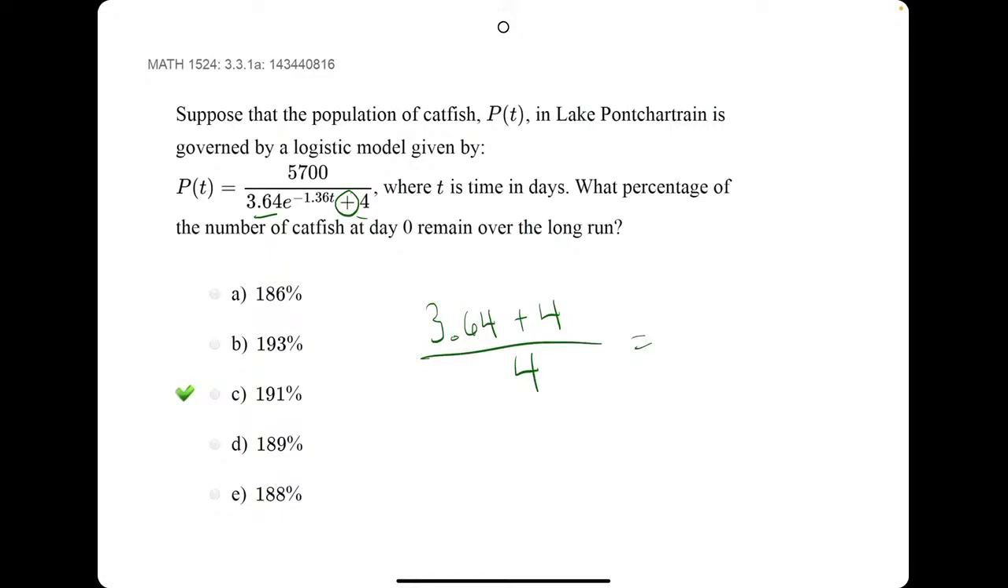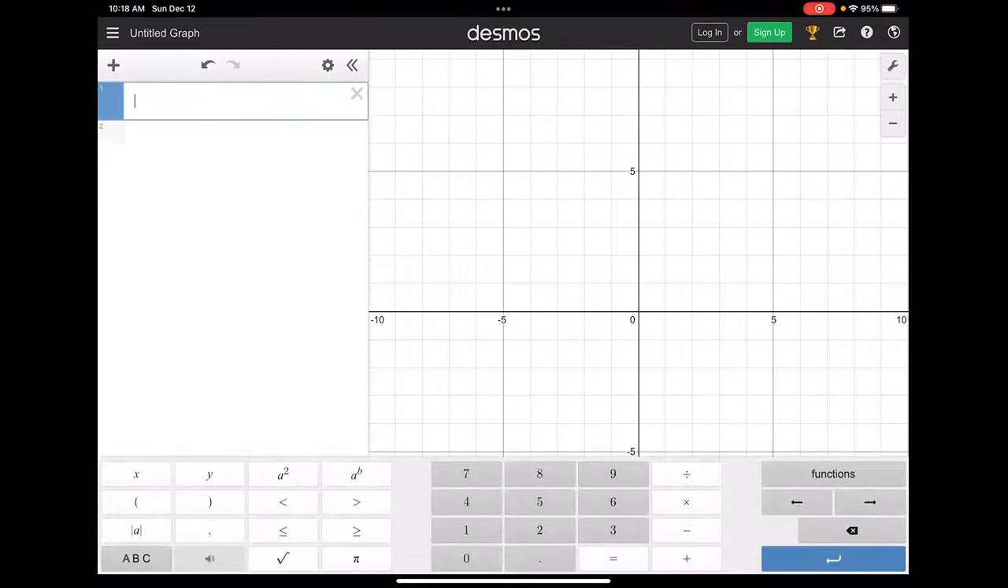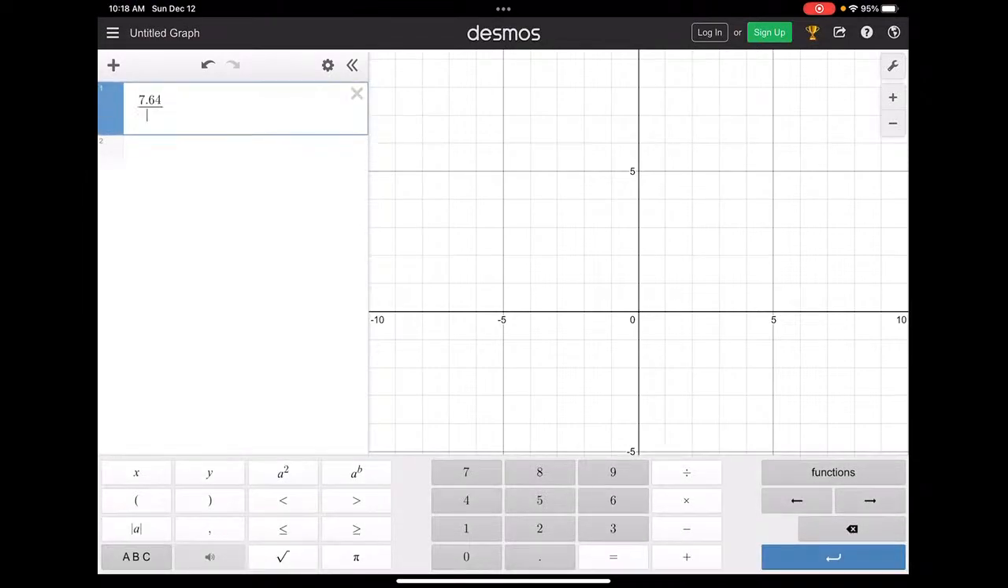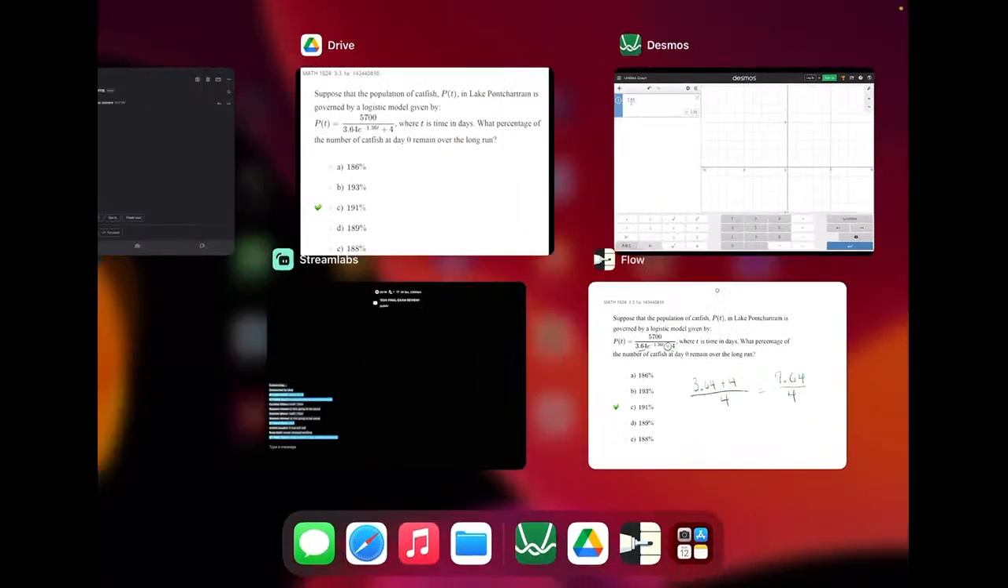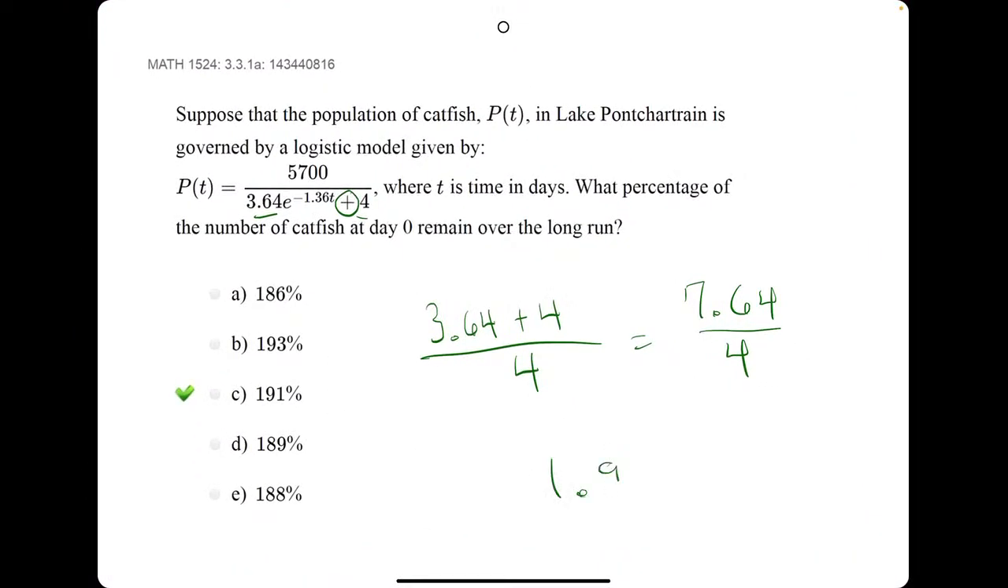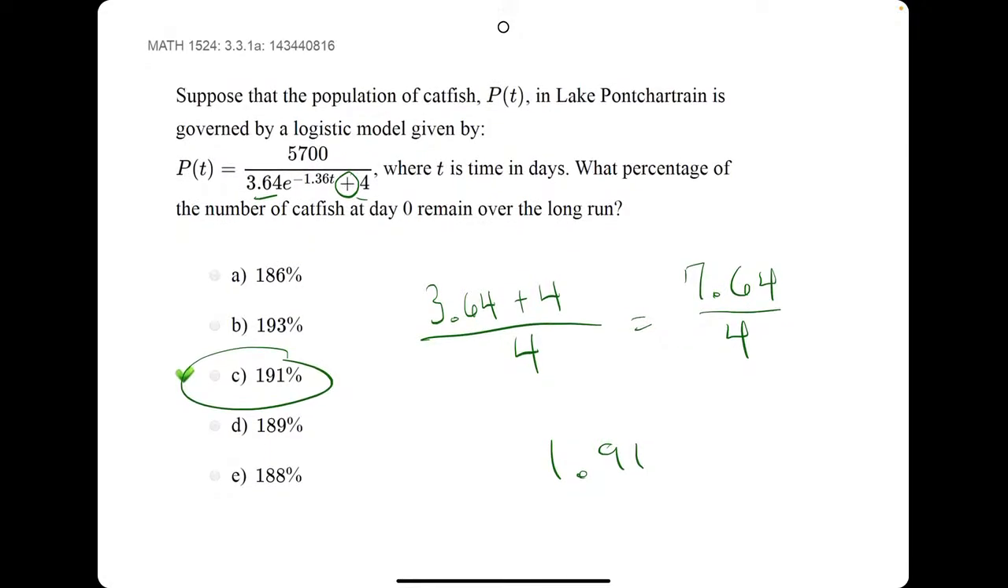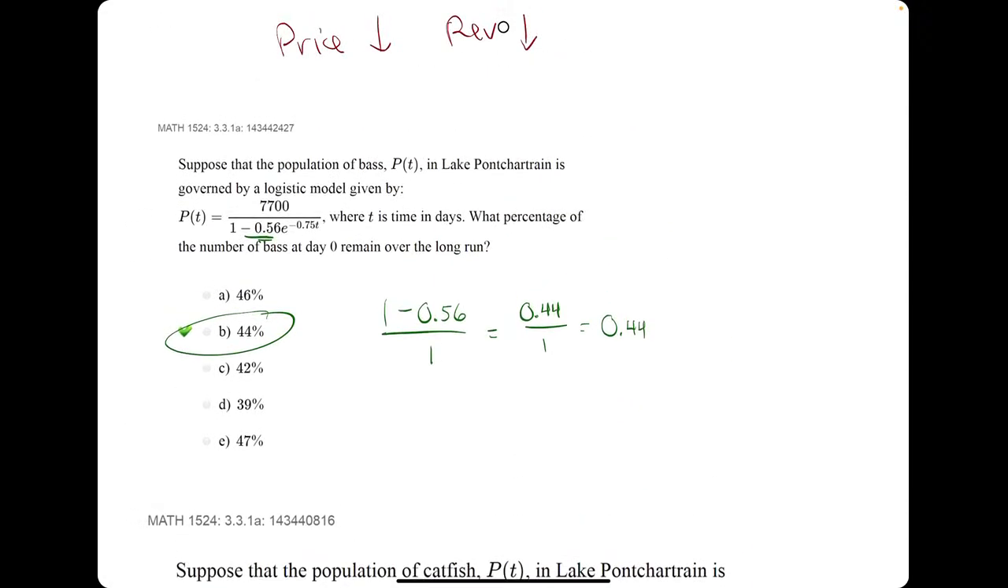So 4. In this one, we'd get 7.64 divided by 4. We get 1.91, which would correspond to 191%. So whenever you get these, this is the shortcut that I would recommend.